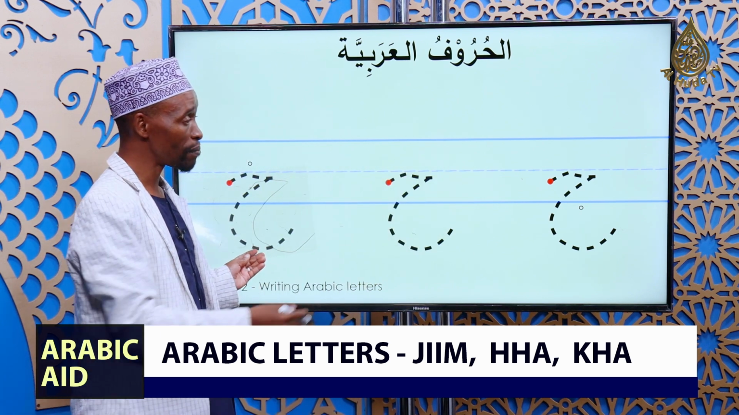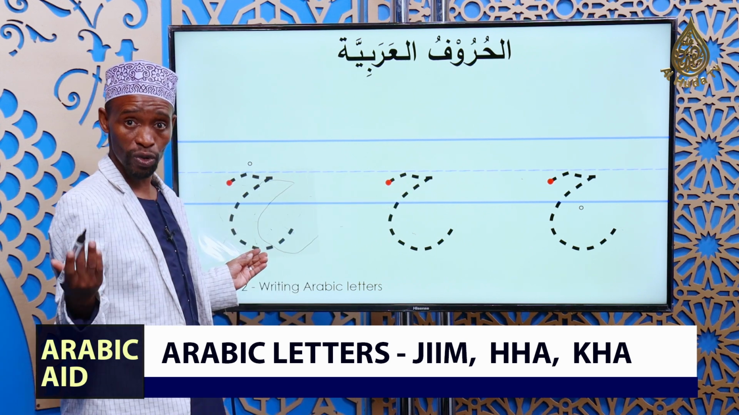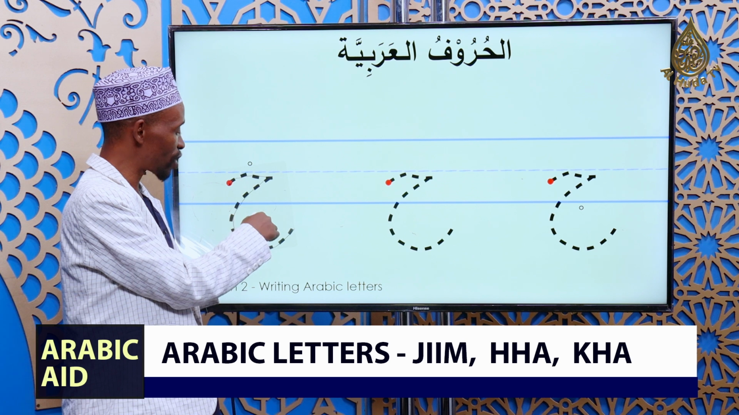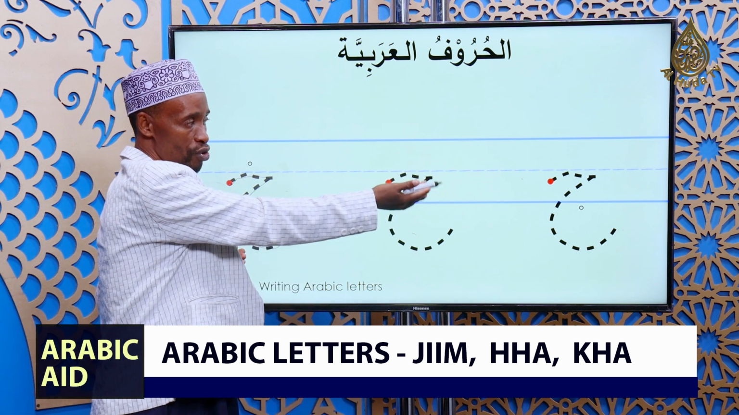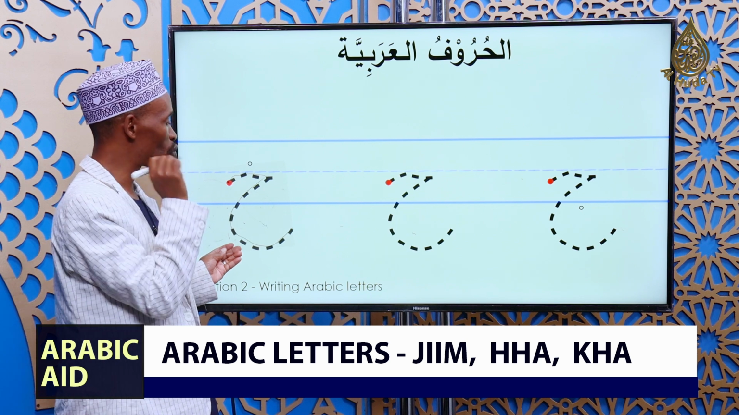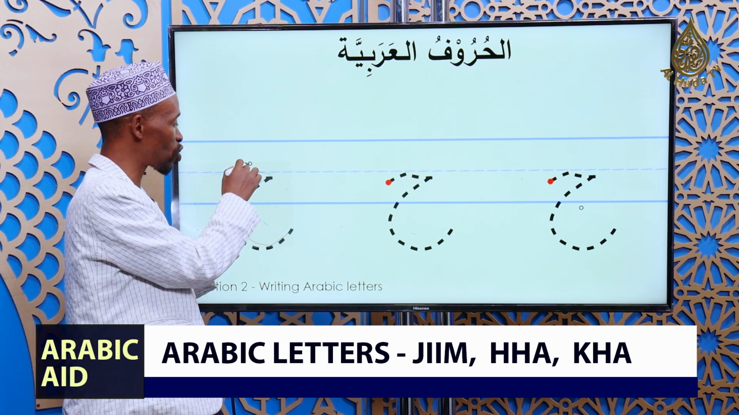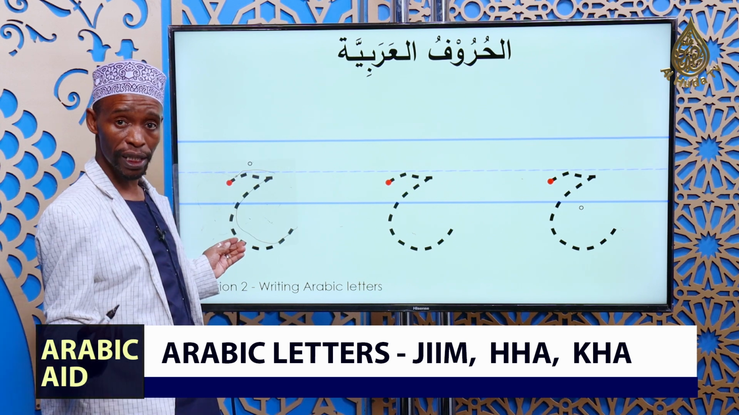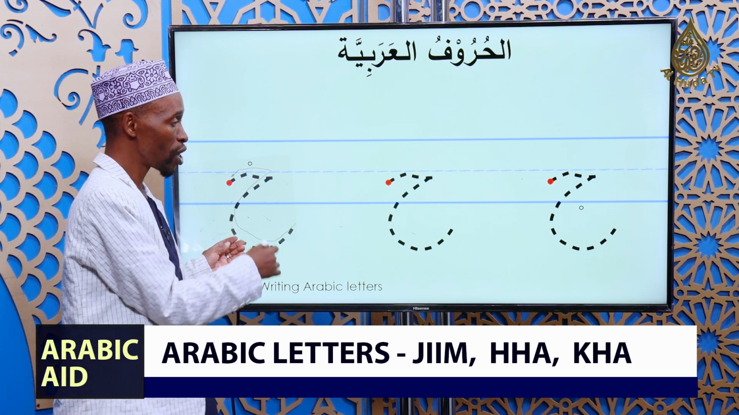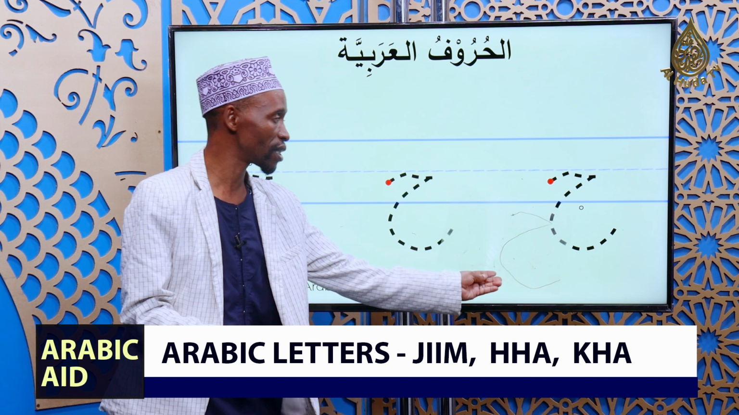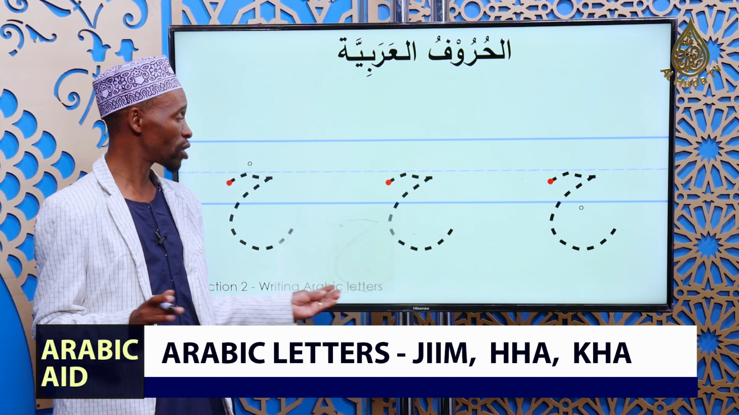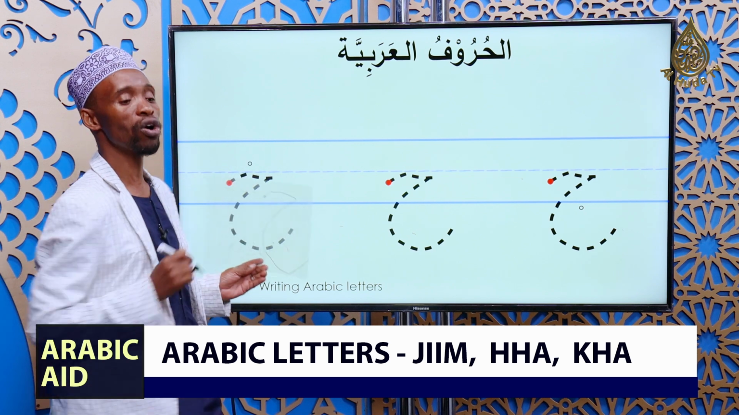For letter Kha here, because all the three letters look similar and have the same shape, you write letter Kha the way you wrote letter Jiim and letter Hha, but this time round, do not forget to write a dot on top to indicate that the letter you have just written is letter Kha. You can know that this letter has a dot here, this one does not have any dot, while this one has a dot on top.